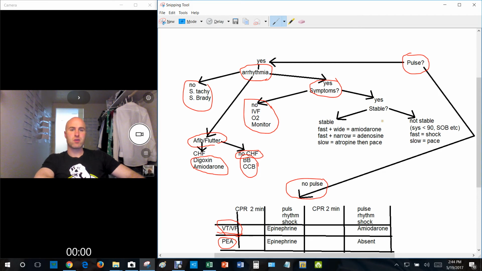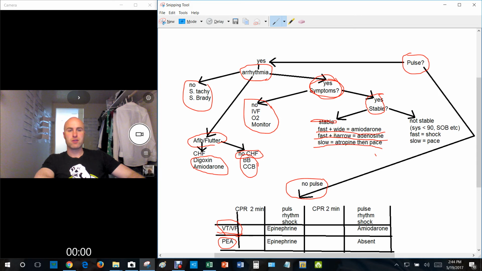So in this case, going back up here, where I said symptoms, yes, symptoms, then you wonder, are they stable? If they are stable, then you have a little bit more time to work with them. So stable, and you look at their rhythm and it's fast and wide, then you give them amiodarone. If it's fast and narrow, then you give them adenosine. And if it's slow, then you give them atropine, and then you may need to pace them.